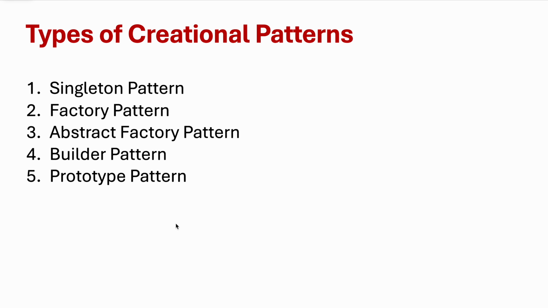Now these are the types of creational patterns: singleton, factory, abstract factory, builder, and prototype. We'll see each single one of these patterns in detail in future videos. For now, let's just stick to the major categories of system design patterns. I hope this is clear.